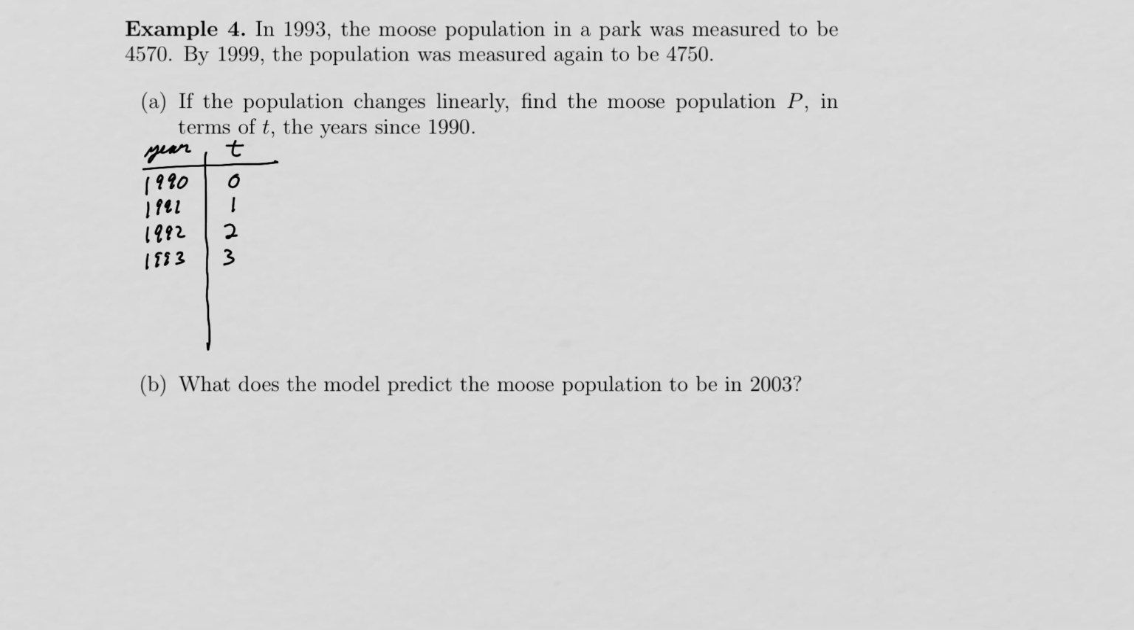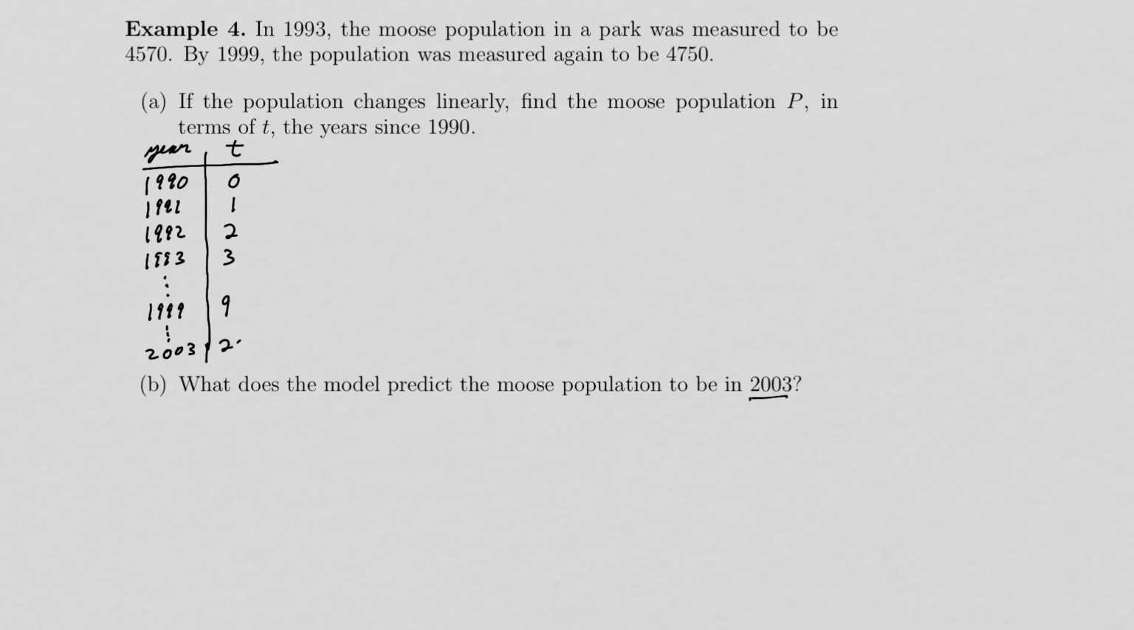And there are a few others we need to know. We're also told in the year 1999 what the population is, right? So what is T for 1999? Well, it'd be 1999 minus 1990, which is going to be 9. Okay, and then later, since we want to answer this question, let me just do this now. What is the population in 2003? Well, what is T for 2003?